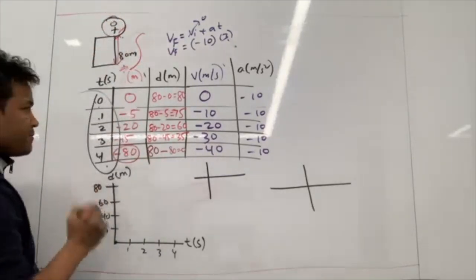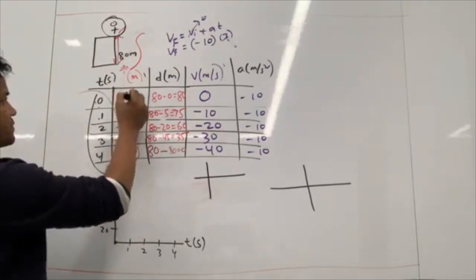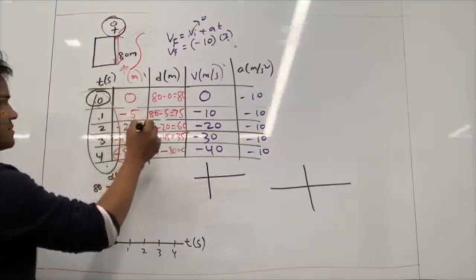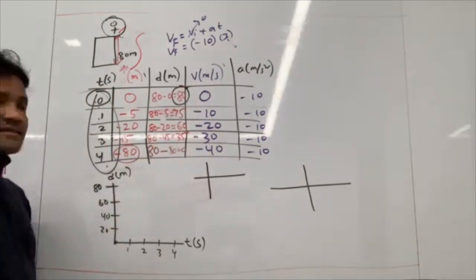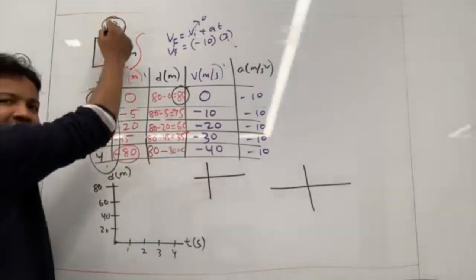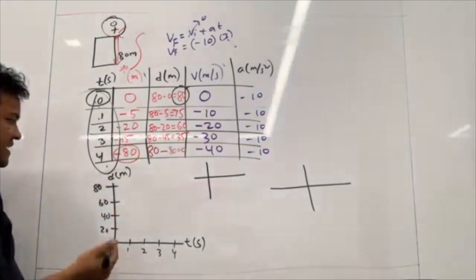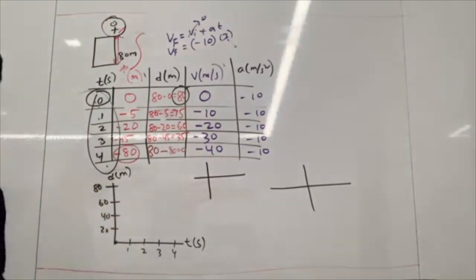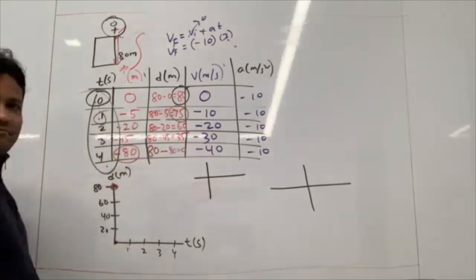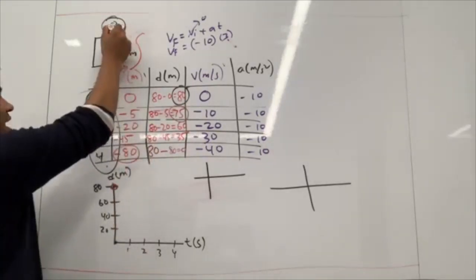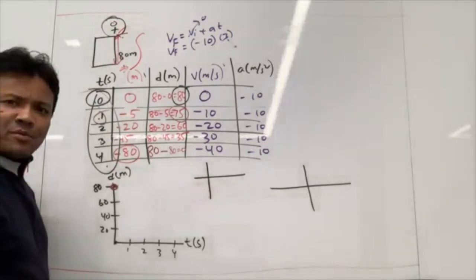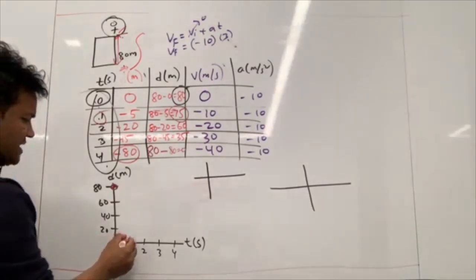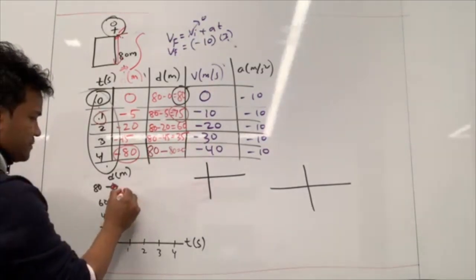It starts from here. So at 0 second, you are at 80. At 0 second, the ball is at your hand, which is 80 meters above the ground. Makes sense. So at 0 second, it is over here. Okay, makes sense. At 1 second is 75. Ball is not at your hand anymore. It's 5 meters away from your hand. So at 1 second, the ball is here.